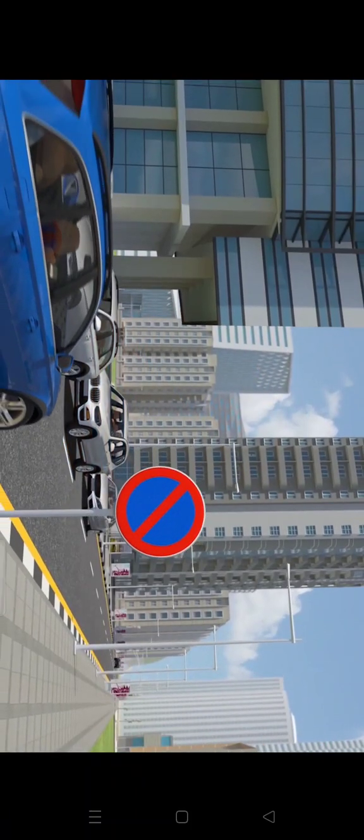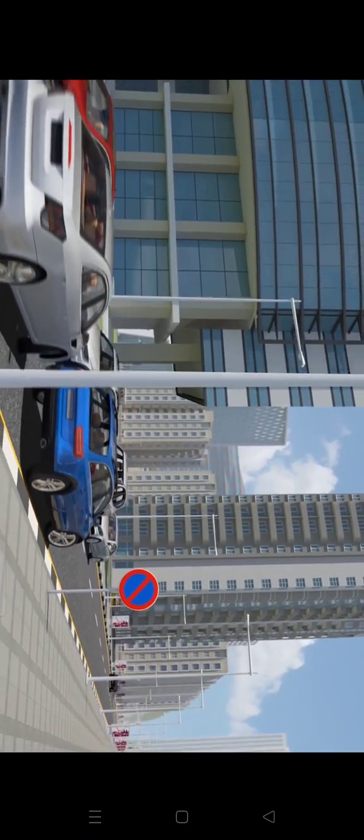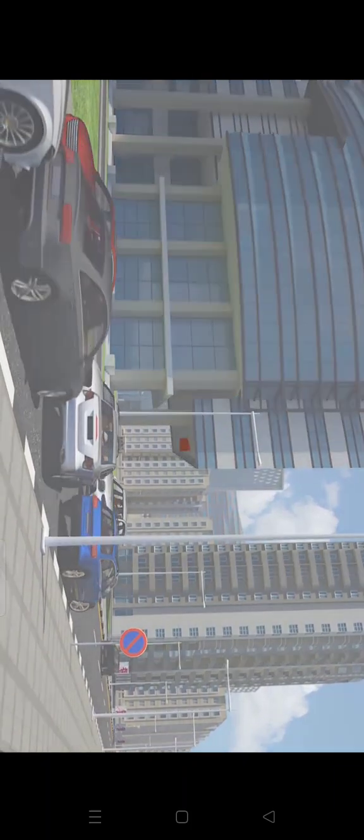Parking signs and markings. Traffic signals, signs. No parking sign. The no parking sign is a circular sign with a red frame and blue background, with a red diagonal. No stop and no waiting sign. It is a circular sign with a red frame and blue background with two crossed red diagonals.